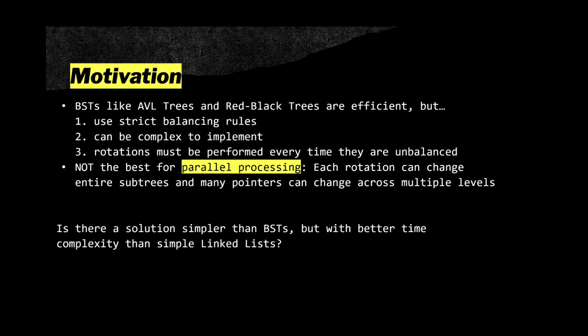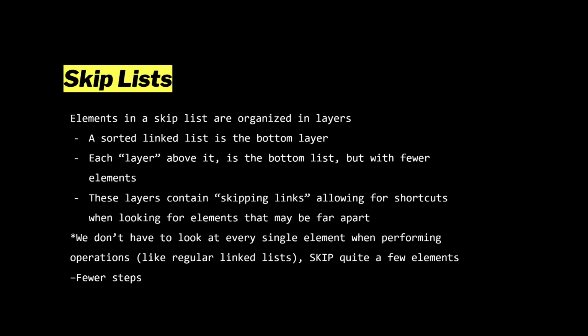Is there a solution simpler than BSTs but with better time complexities than a simple linked list, where you usually have to traverse the entire thing to do a lot of operations? Yes, the solution is skip lists. The way that a skip list is structured and organized is that they are organized in layers. A sorted linked list is the bottom layer, and each layer above it has the same elements as the bottom list, but with fewer elements at each level. These layers contain skipping links, allowing for shortcuts.